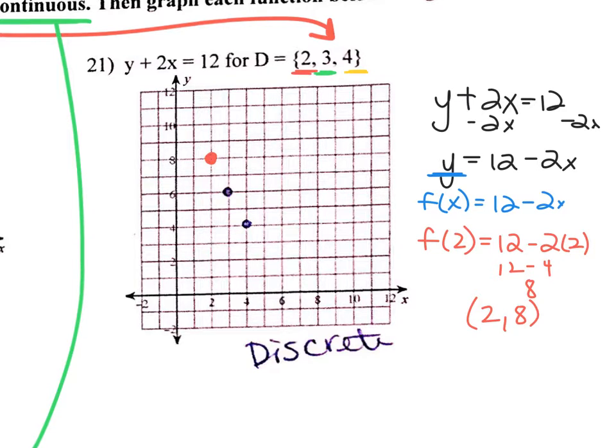When you plug 3 in, it looks like you should get 6 right here. When you plug 4 in, it looks like you should get 4. Again, because they give me the domain, this is discrete, so I'm going to leave them disconnected. You can kind of think about that as if they give you the domain, then you're going to keep it discrete, which means it's going to be disconnected. I don't know if thinking about all those D's together will help you keep that straight.